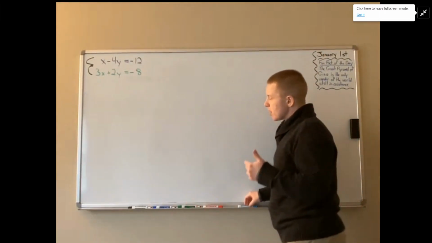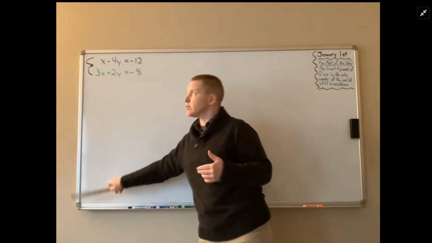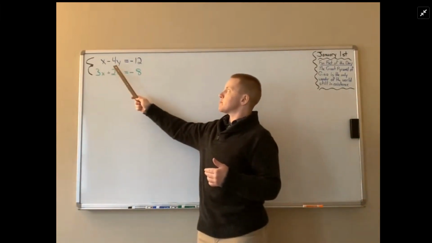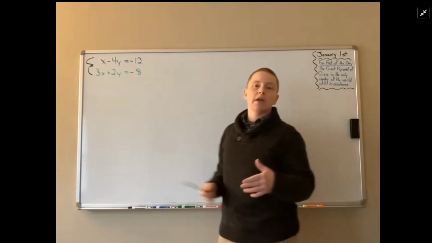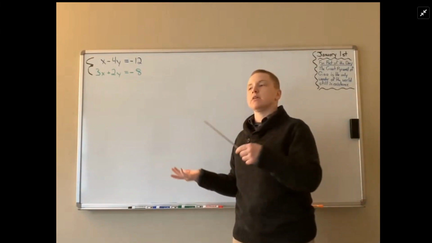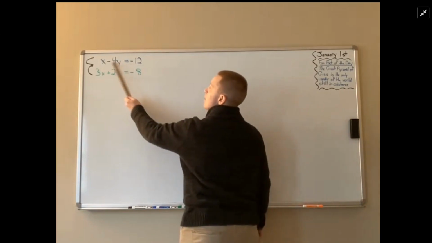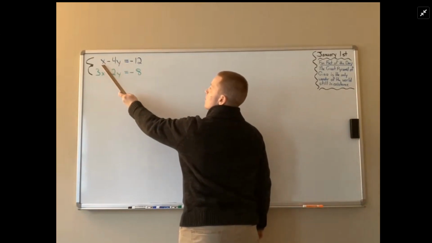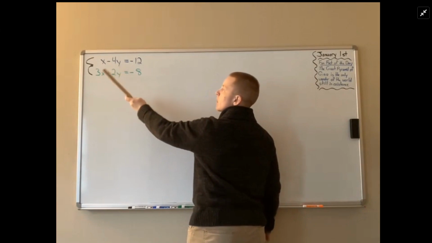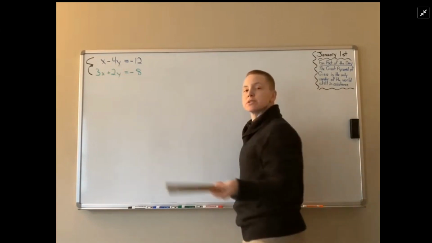Now, when you are solving by substitution, what you really want to do is get one of the variables by itself in either equation, and it doesn't matter what variable it is. It could be either x or y. So for example, you could take this top equation and solve it for x or y here, or you could take the bottom equation and do the same thing.